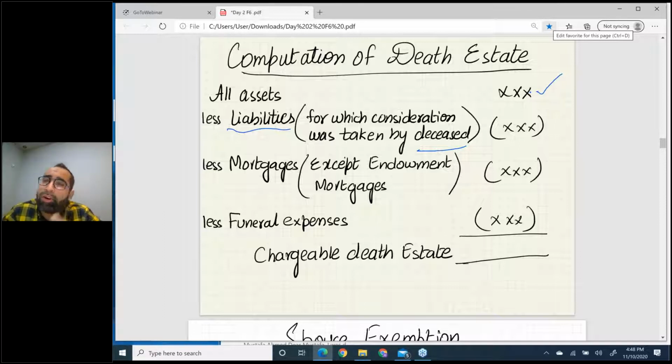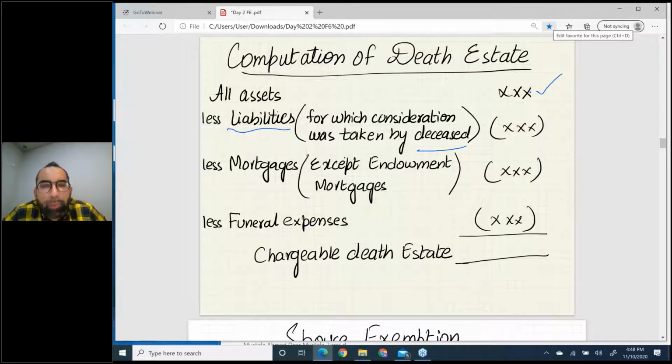Less mortgages. Yes, mortgages are allowed. Normal mortgages are allowed, because normally in the UK, USA, 90% of houses are on mortgage, right? That's the culture. So normal mortgage is allowed, but one mortgage is not allowed, and that is the endowment mortgage. Listen, what is an endowment mortgage? An endowment mortgage means you have taken a loan, but you are not responsible to pay that loan. The insurance company will pay that loan. So you are not responsible. That's why the endowment mortgage will not be deducted from your death estate calculation.